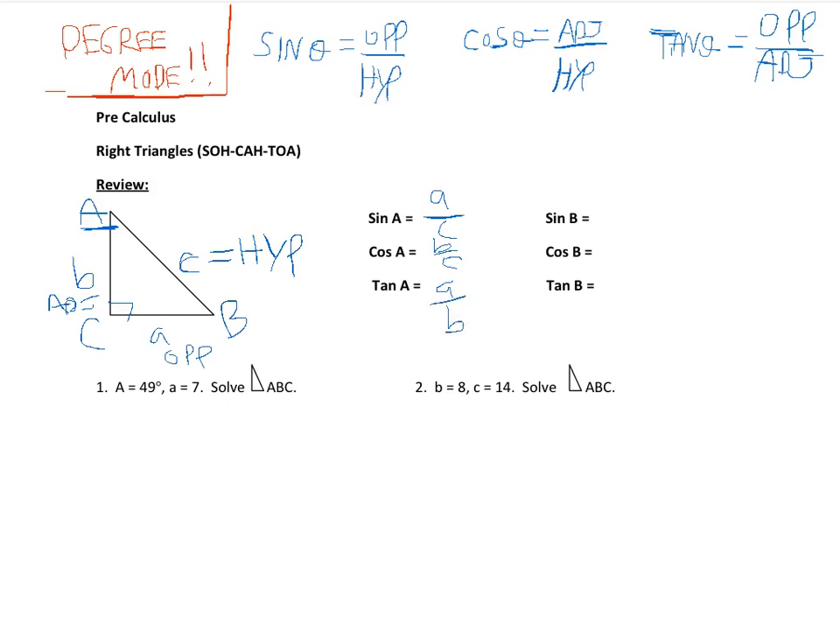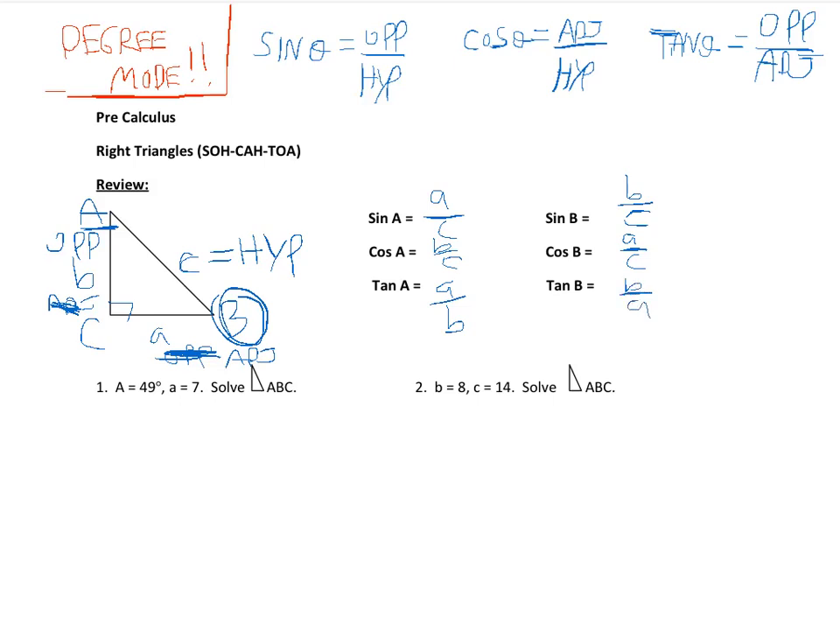Now, let's say I'm given angle B. Now, the sides switch, so I'll just cross it out. Little b is the opposite. Little a is next to angle B, so that's the adjacent. And as I said, c is always the hypotenuse. So if I use SOHCAHTOA, sine of angle B is b over c. Cosine of angle B is adjacent over hypotenuse, so that's a over c. And tangent of B is opposite over adjacent, so that's b over a. All right, real basic stuff right there.